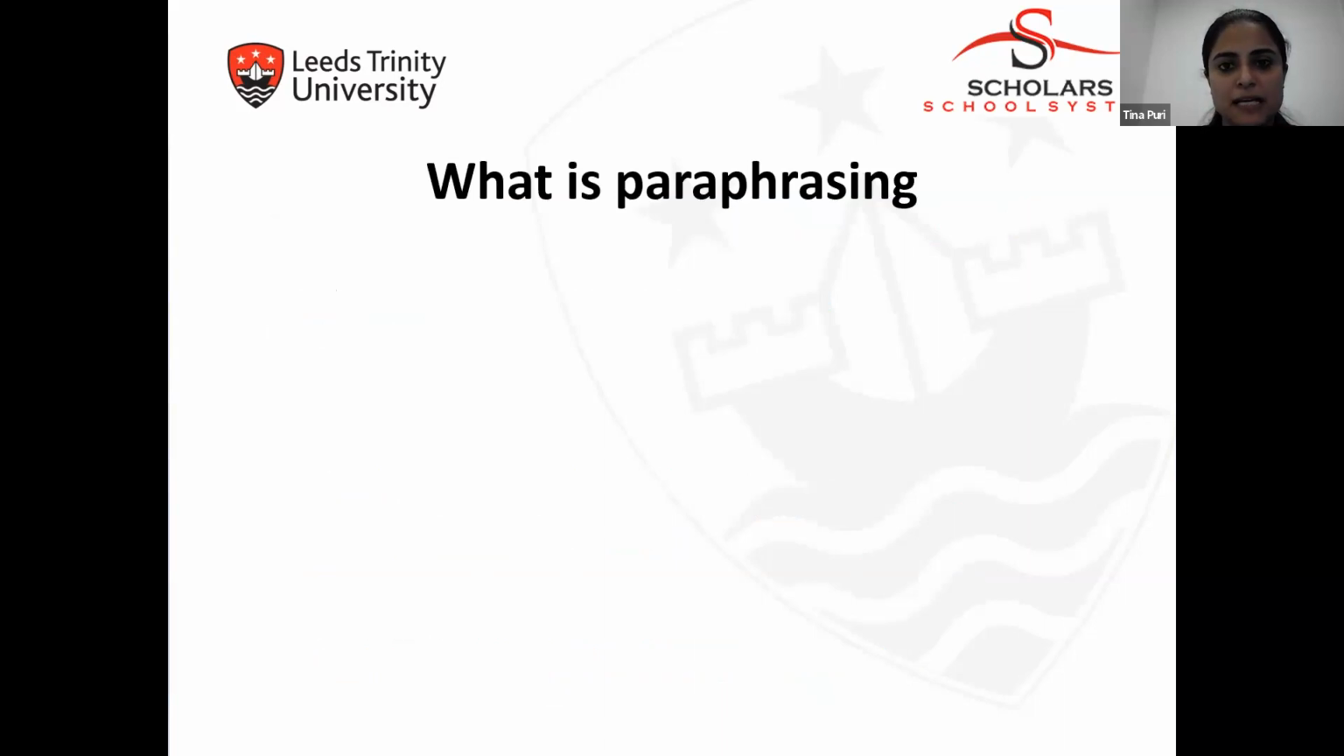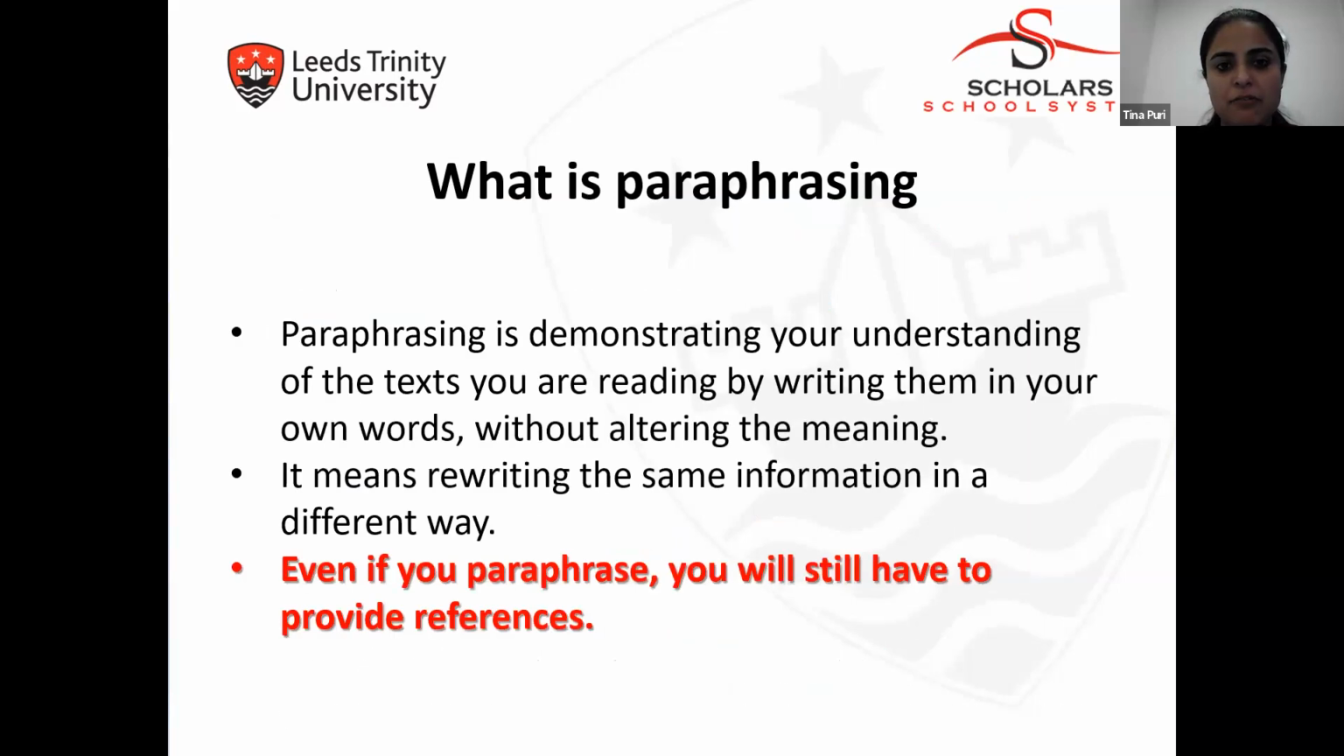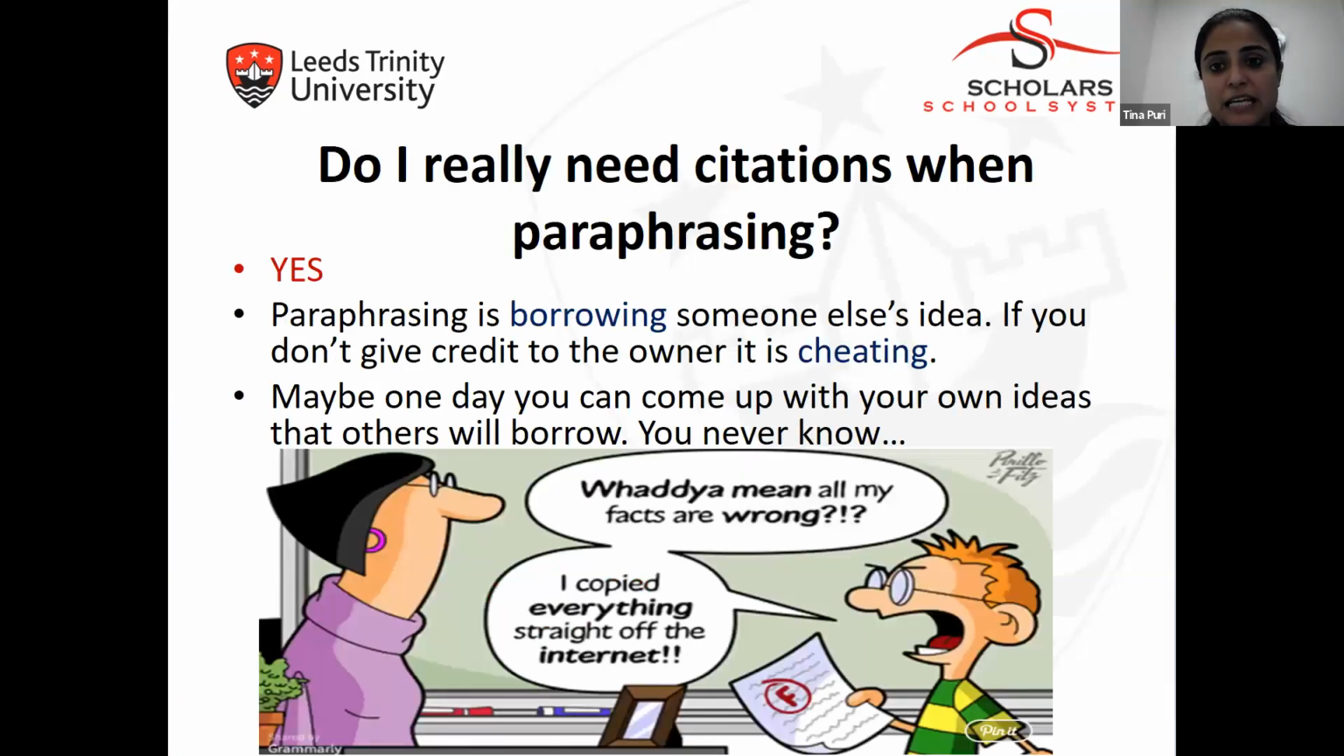Now the next topic is: what is paraphrasing? Paraphrasing is demonstrating your understanding of the text you are reading by writing it in your own words without altering the meaning. It means rewriting the same information in a different way. Even if you paraphrase, you will still have to provide references. Do I really need citations when I'm paraphrasing? Yes, paraphrasing is borrowing someone else's idea. If you don't give credit to the owner, it is cheating. Maybe one day you can come up with your own ideas that others will borrow. You never know.